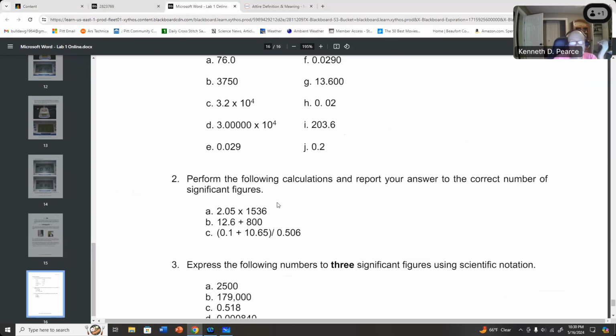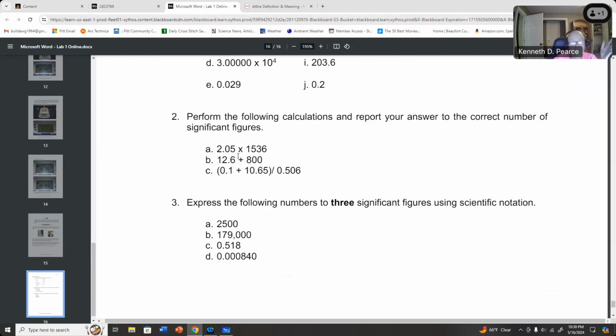Alrighty. And then this is mixed calculations. Once again, this is like pages 1 through 6. I'll show you how to do this. And also the videos that are posted also show you how to do this.